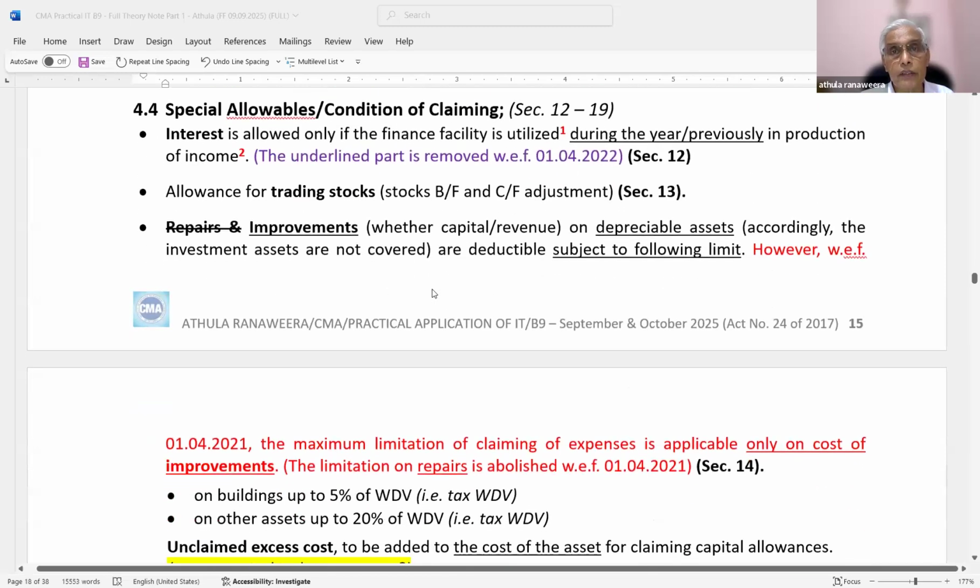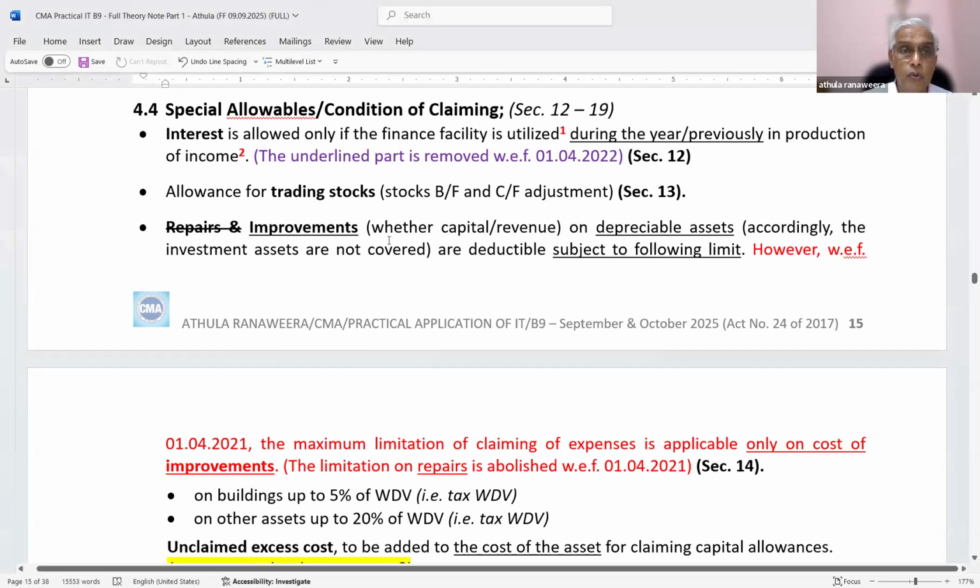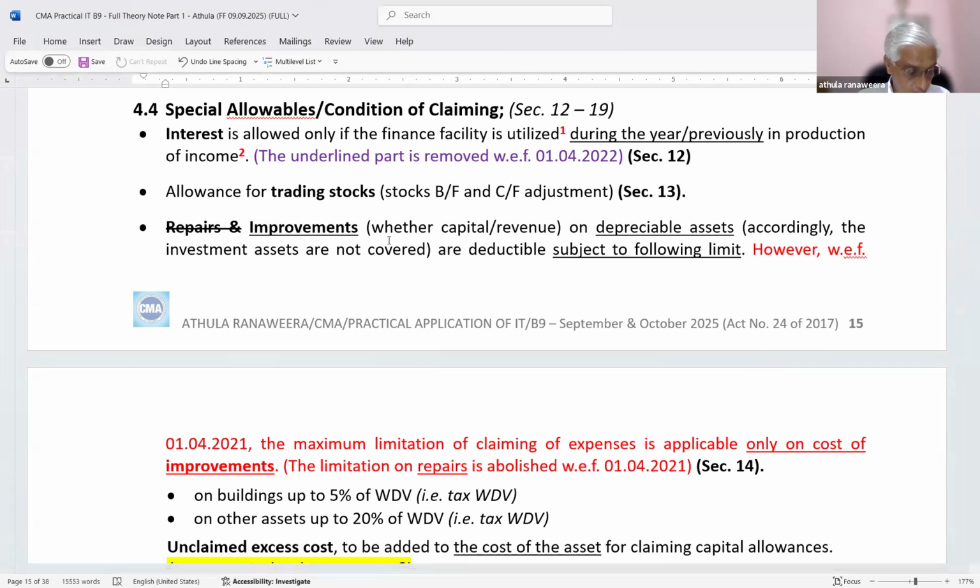Yeah, previous day, we completed the balance part of investment, the balance part of the business income. Basically, the investment income we completed. Then thereafter, we moved to the business income. Then thereafter, we covered the section 12 to 19 of the Inland Revenue Act. Those are the special sections.